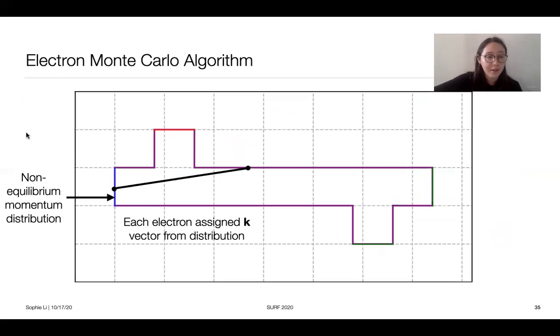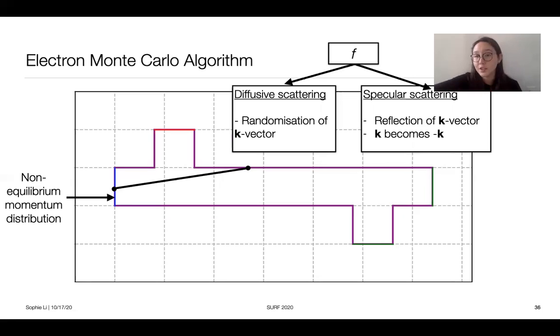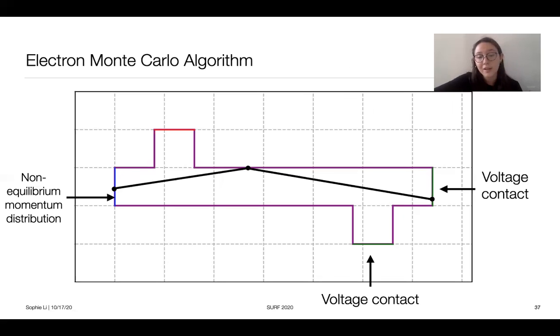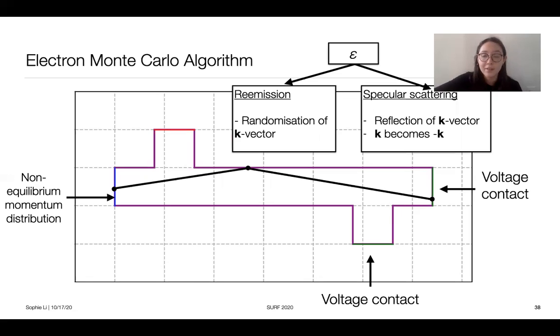And we then input this non-equilibrium momentum distribution into our simulation here, where each electron that we run through the simulation is assigned a k vector from the distribution. And what happens is that in addition to the phonon simulation that we were looking at before, with each collision, something happens to the k vector. So with probability f, diffusive scattering, we have a randomization of the k vector, and with specular scattering, we have a reflection of this k vector. And when it collides with the voltage contact, we have the same thing, just with a different probability epsilon.